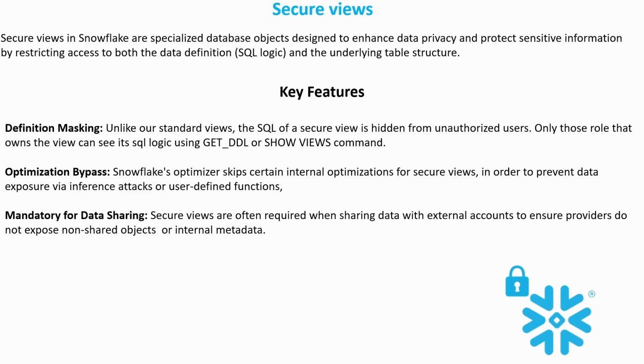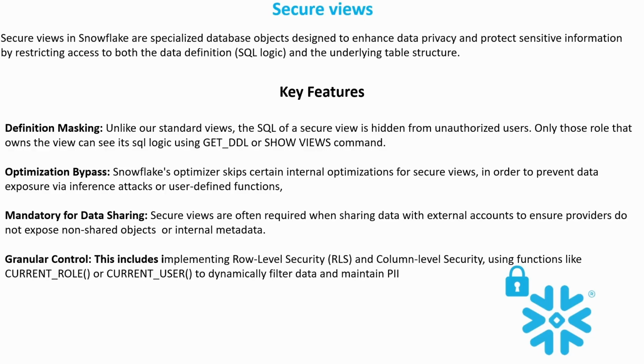Secure views are mandatory for data sharing. These are often required when sharing data with external accounts to ensure providers do not expose underlying shared objects or internal metadata to third parties. Fourth one is granular control. This includes implementing row level security or column level security, which we will be covering in a few more minutes, using functions like current role or current user to dynamically filter data and maintain the privacy of the data.